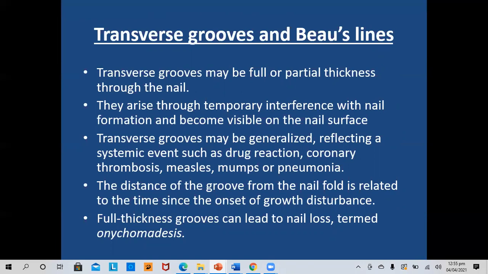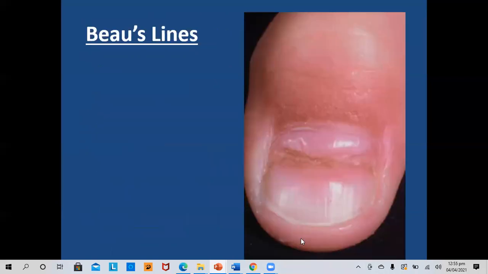involving all the fingernails. The distance of the groove from the nail fold is related to the time since the onset of the growth disturbance. Usually in a fingernail, the nail grows by 1 centimeter per month. So the distance of the Beau's line from the proximal nail fold will determine the duration of the insult. Full thickness grooves can lead to nail loss, called onychomadesis.